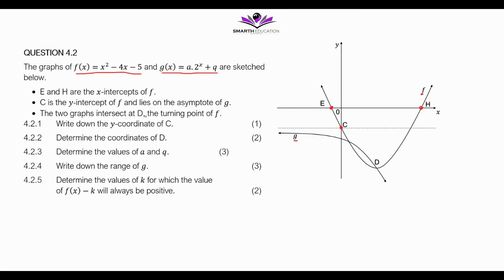The two graphs intersect at D, the turning point of f.